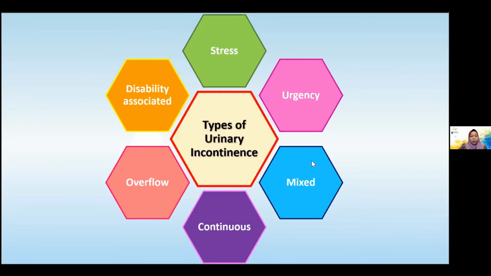The next category, which we usually see, is disability-associated urinary incontinence. It can be due to physical disability or mental disability. In other words, the patient has rheumatoid arthritis of the knee and cannot get to the toilet on time, so they tend to leak urine. Or the patient has dementia and does not remember that they have not gone to the toilet, or they just could not go to the toilet on time because they can't think right.